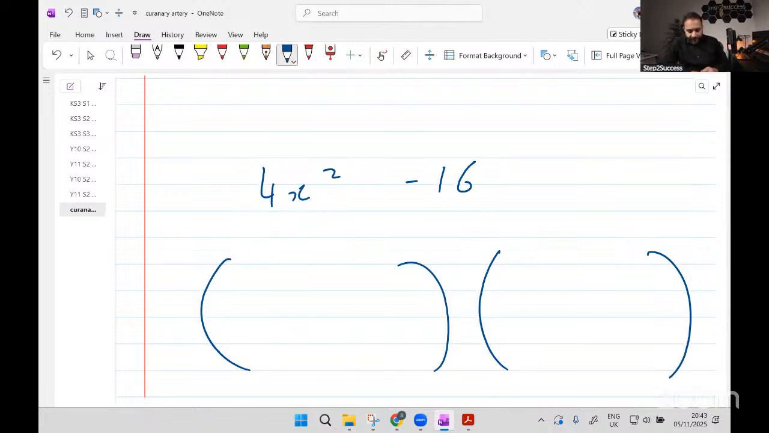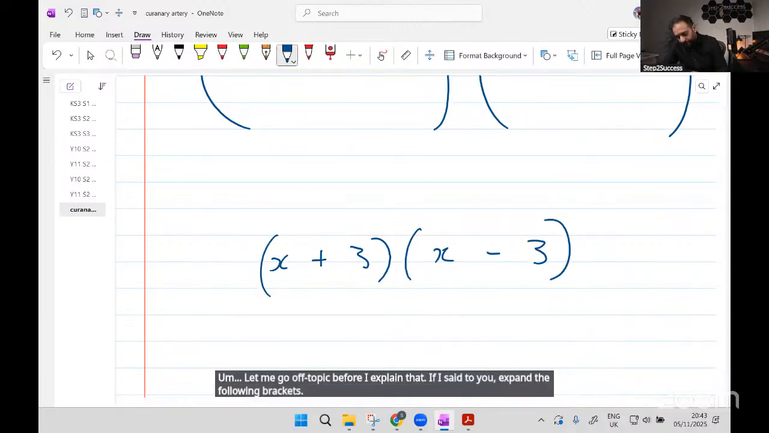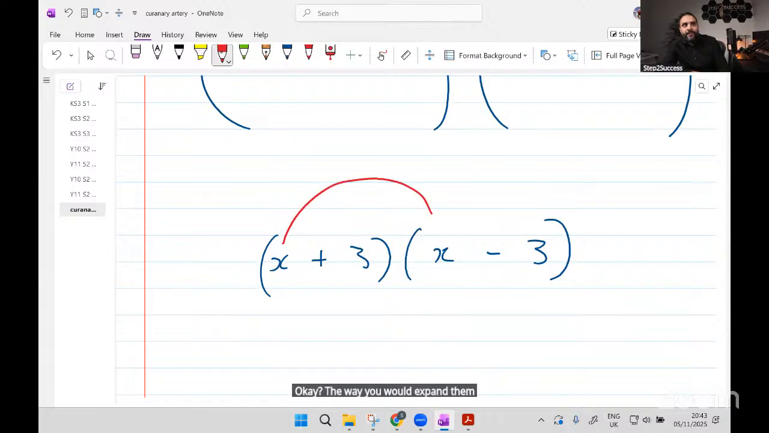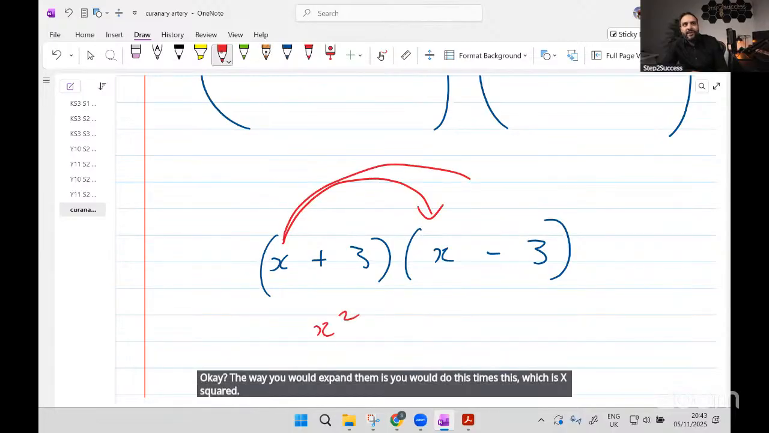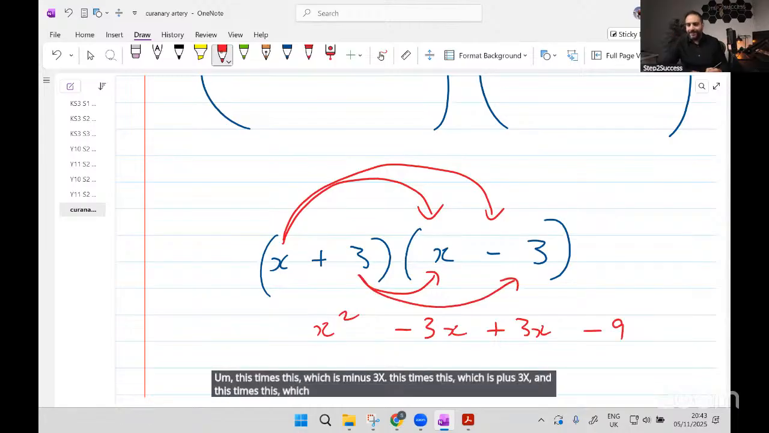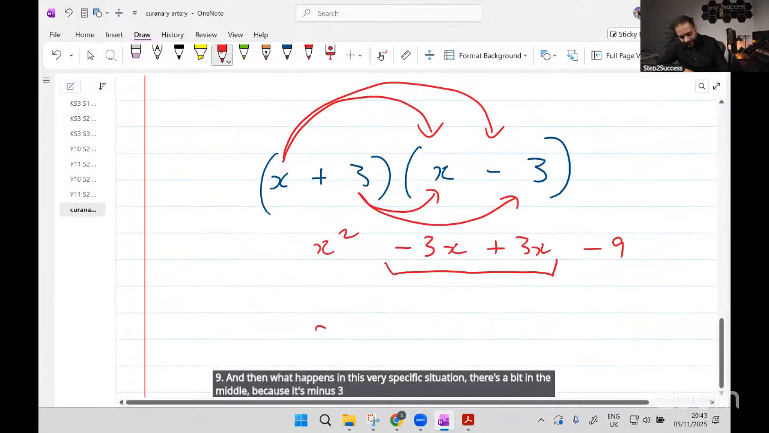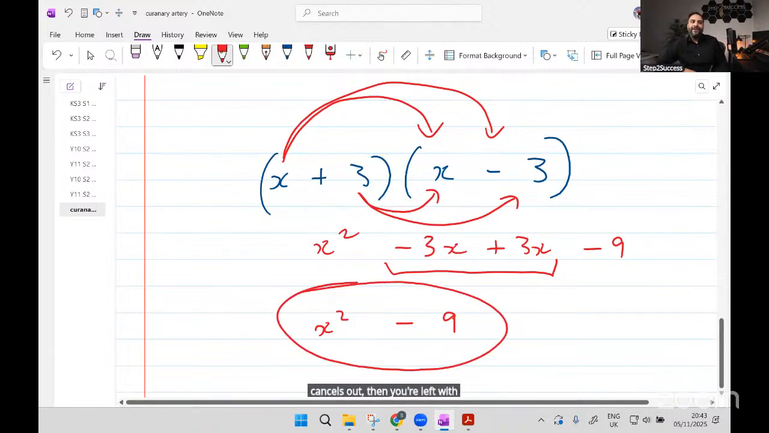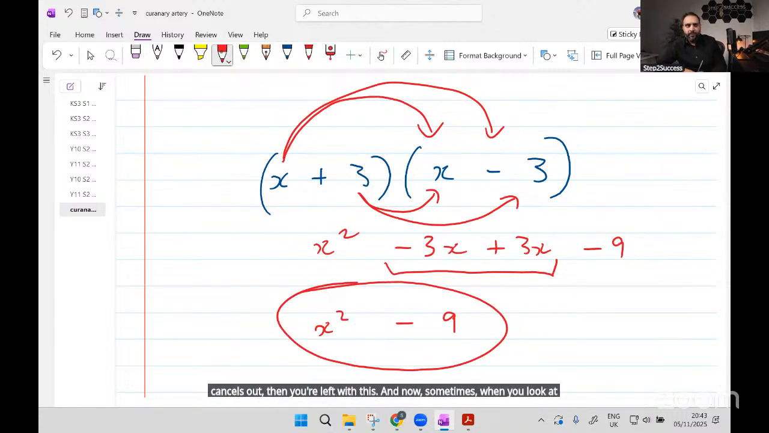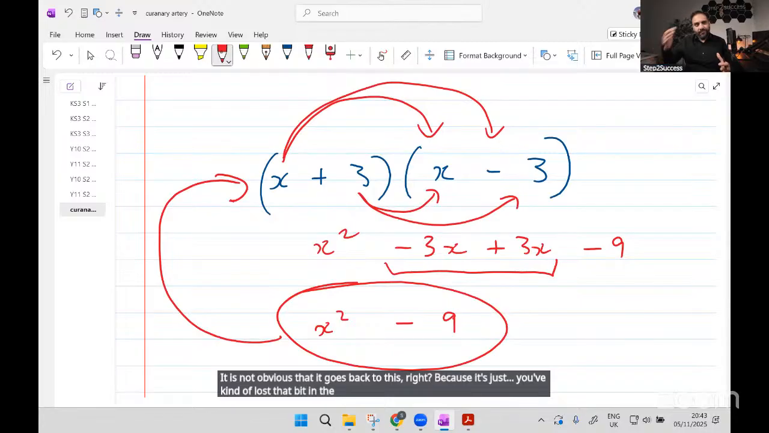Let me go off topic before I explain that. If I said to you, expand the following brackets, the way you would expand them is you would do this times this, which is x squared, this times this, which is minus 3x, this times this, which is plus 3x, and this times this, which is minus 9. And then what happens in this very specific situation is this bit in the middle, because it's minus 3x plus 3x, cancels out. Then you're left with this. And now sometimes when you look at this, it is not obvious that it goes back to this, right? Because you've kind of lost that bit in the middle and it's not immediately obvious in your brain that this can factorize into two brackets.